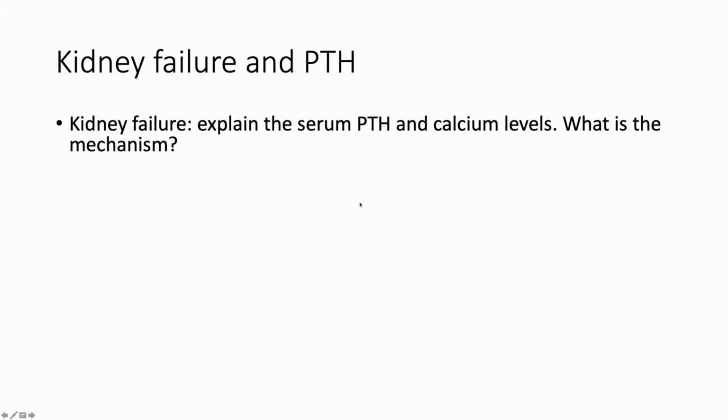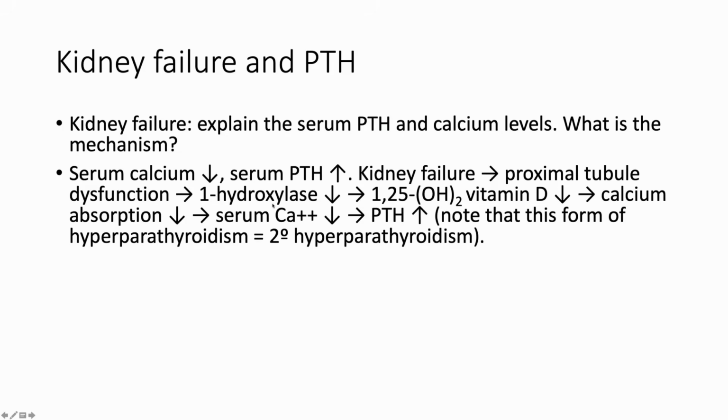All right, so let's talk about kidney failure and PTH. Paula, can you explain the serum PTH and calcium levels in kidney failure? What is the mechanism? If I think of kidney failure as the kidney not working anymore, I would think that they would have a decrease in alpha-hydroxylase and therefore a decrease in vitamin D and a decrease in your absorption of calcium, because of the dead cells and the decrease in vitamin D. And then that decreased calcium would stimulate the release of PTH. Boom. Okay, so calcium would be what and PTH would be what? Calcium would be low and PTH would be high. Yeah, exactly. That's really good. I'm impressed.